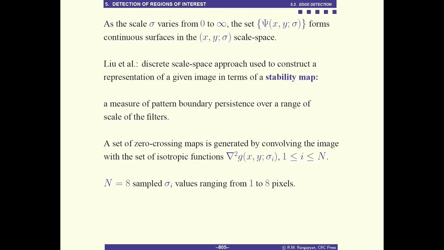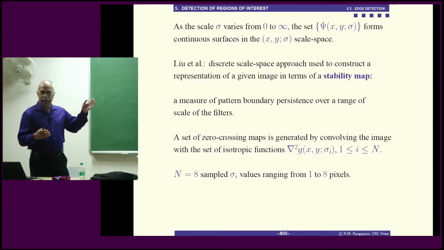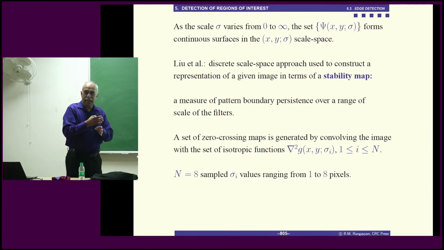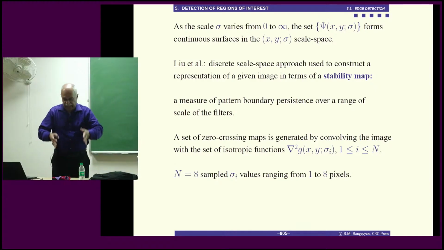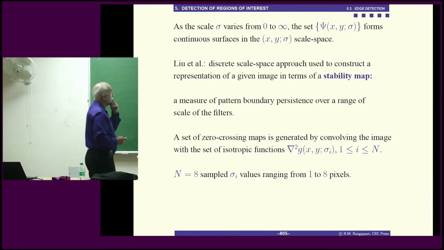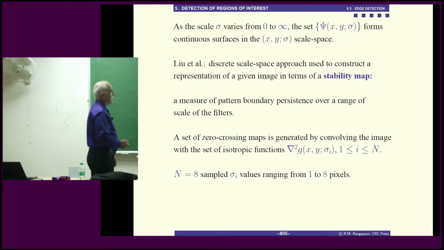So there's the idea of a stability map. Which zero crossings are significant and which are not? There are edges and false edges created by noise, and some are minor details we're not interested in. So how do we find what are the stable items of information that are important? A measure of pattern boundary persistence over a range of scale in this 3D stack. What is strong and persistent and stable? So a set of zero crossing maps is generated as we saw earlier, and n is some number, 8 values of sigma.